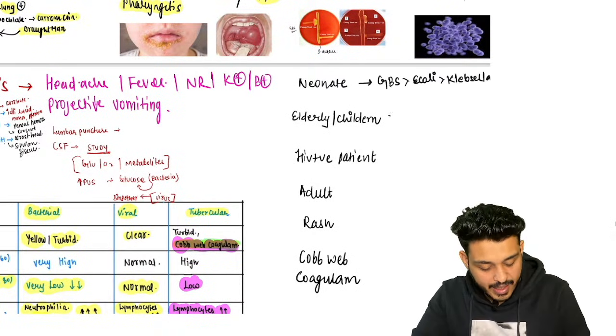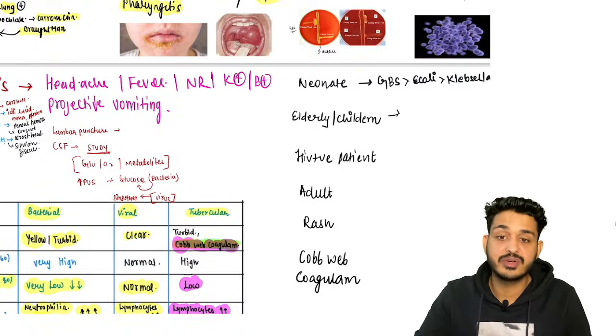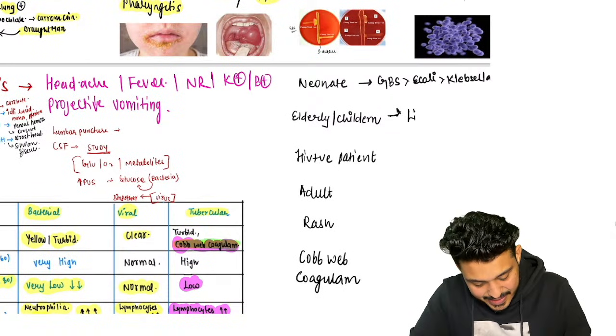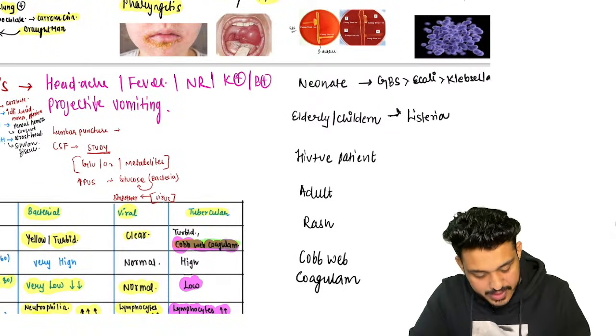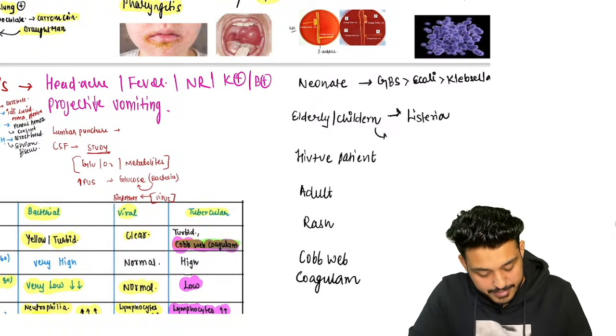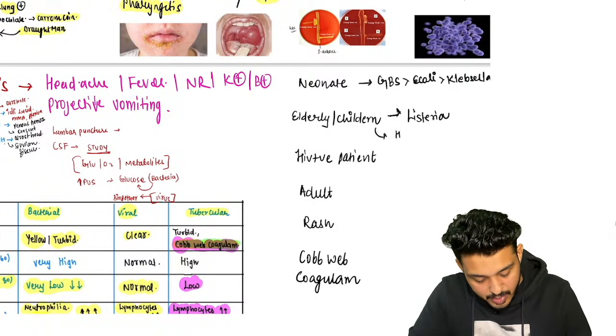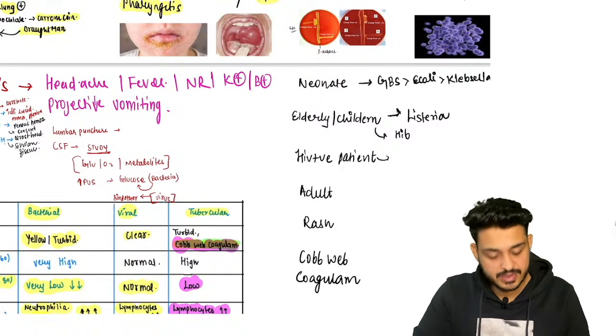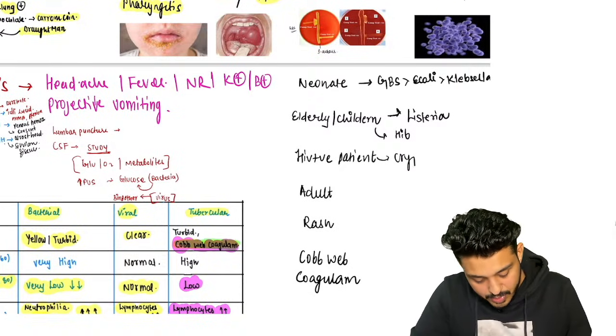In elderly patients, and in children, remember the story of Lisa auntie, right? This is going to be Listeria. In children, one of the important causes is Haemophilus influenzae B. An HIV positive patient with meningitis, you know the answer: Cryptococcus.